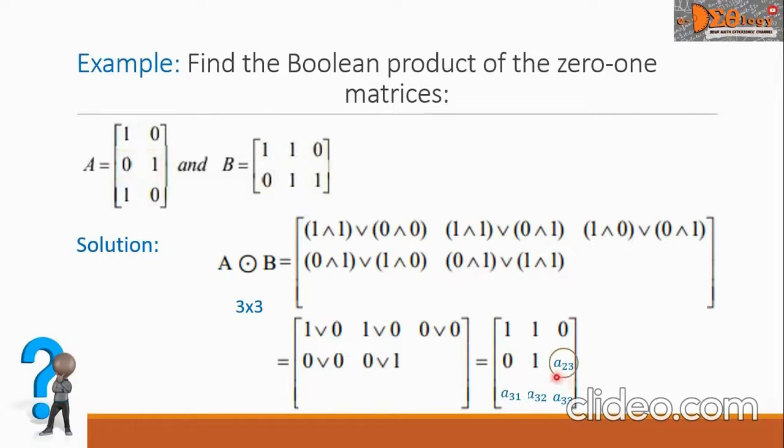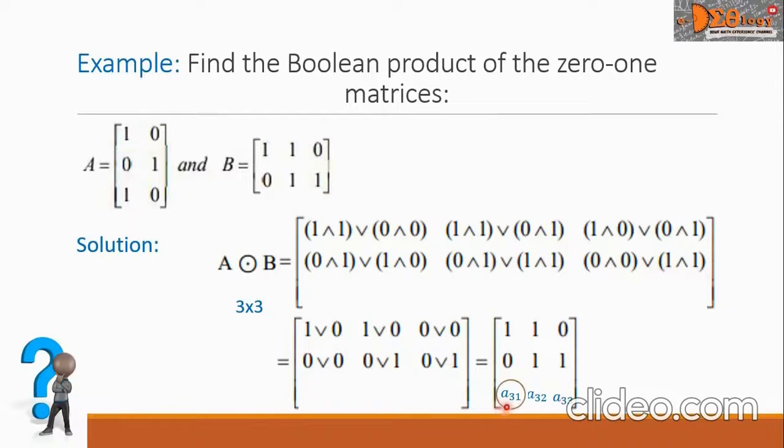Next element, A sub 2, 3. We consider the second row of A and the third column of B. So we write 0 and 0 or 1 and 1. 0 and 0 is 0 or 1 and 1 is 1. 0 or 1 is 1.